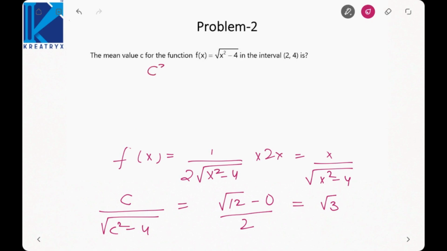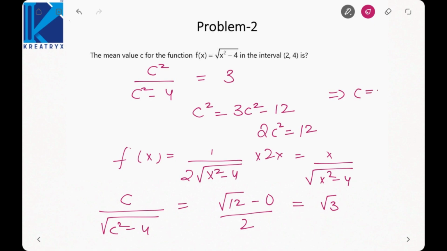So it will be c square over c square minus 4 is equal to 3. So it means c square will be equal to 3c square minus 12, which means 2c square equal to 12, which implies c is equal to under root 6. This under root 6 value lies between 2 and 4, hence this will be my answer. Because the point C must always belong to A to B.